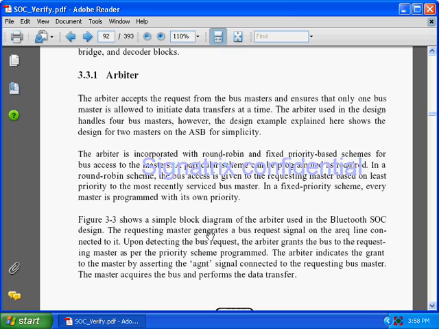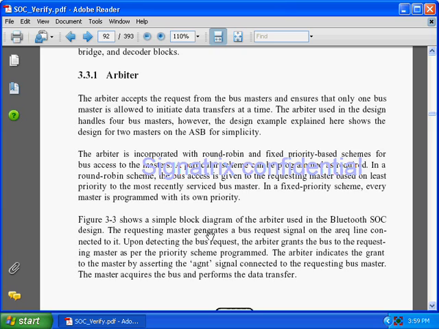An arbiter is a block that will take the requests from the different masters, process those requests, and based on that it will give you the grant. This is the function of the arbiter. This functionality you can achieve with any of the algorithms. There are many algorithms by which you can achieve this functionality.